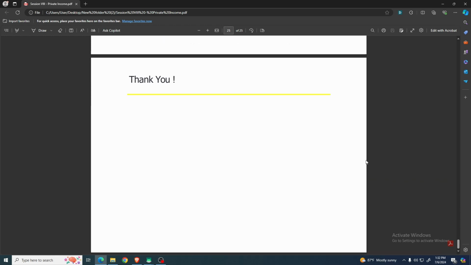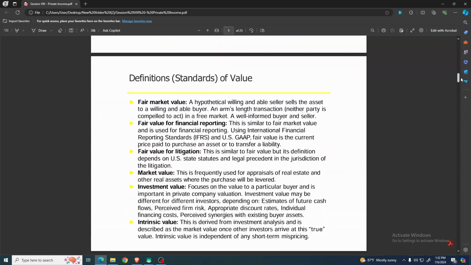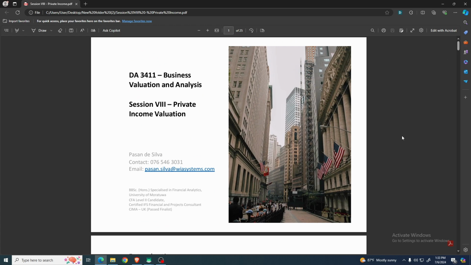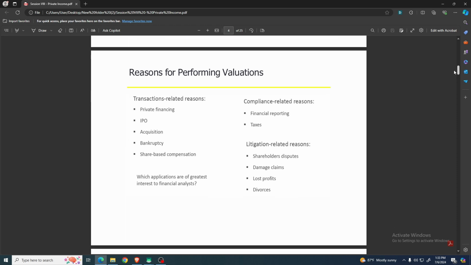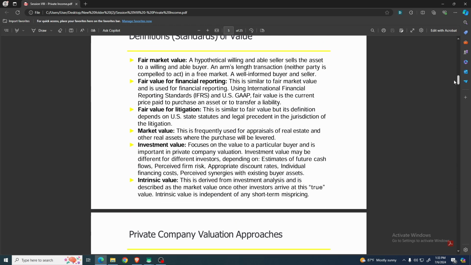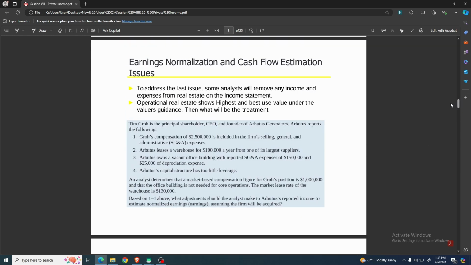So, here we come to the end of the private company valuation. You can see we covered a lot of theory here. Some things might seem quite complicated and complex, but just focus on the explanations and examples I stated during this lecture, and using that thought process, I think you will be able to easily understand the theoretical aspects behind the private income calculation. I would particularly encourage you to focus on the earnings normalization and cash flow issues, which could be tested in your final examination.